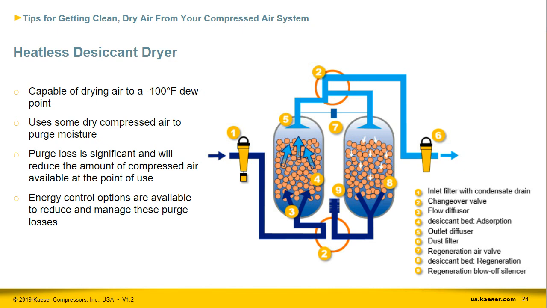A desiccant dryer has two desiccant towers. One is actively drying the air, and one is saturated with moisture. Over time, the active tower becomes more and more saturated, and its drying capacity is reduced. While this is taking place, a portion of the dry air leaving this tower is being piped back into the saturated second tower. This air is much drier than the desiccant material inside of the second tower, so the moisture leaves the desiccant beads and clings to the air itself. The wet air is then purged from the saturated tower, ultimately removing moisture from the dryer. At this point, the roles of the two towers are switched, and the newly dried tower is now actively drying air, while the other tower begins the regeneration process.